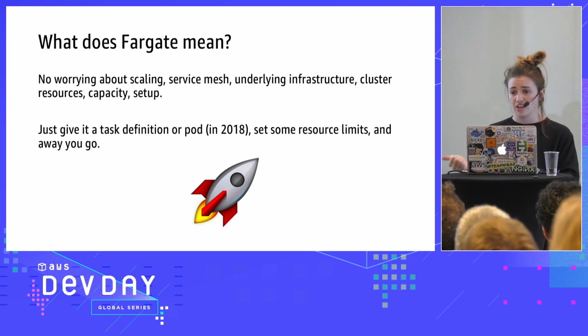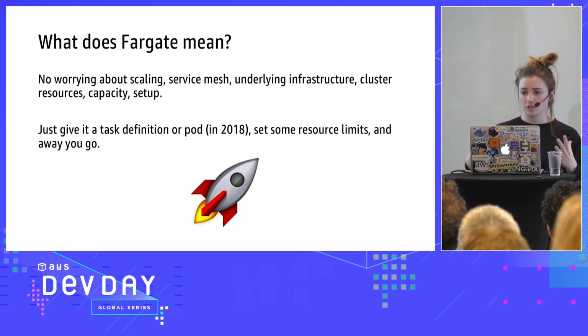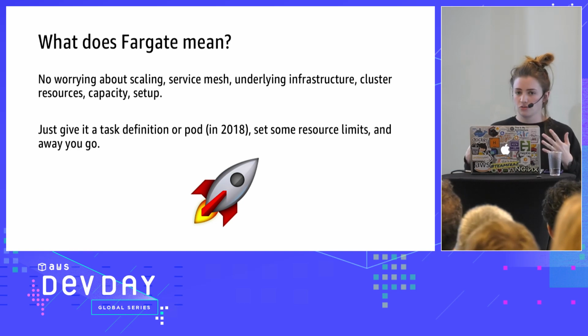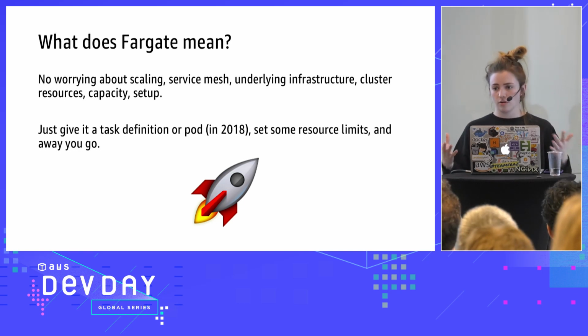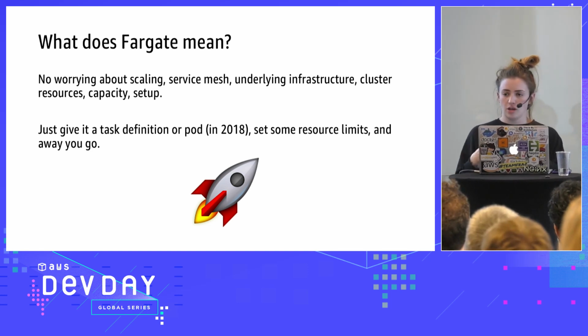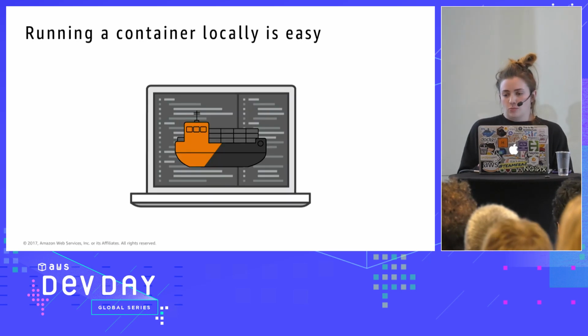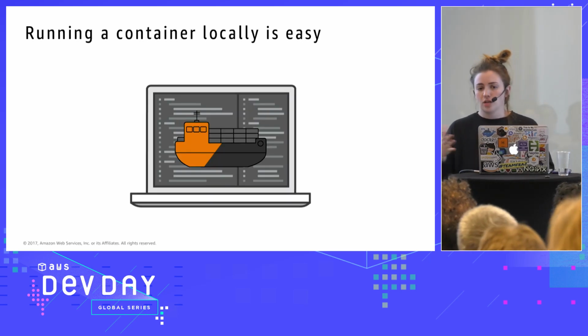Things like scaling or service mesh or discovery, the resources that belong to your actual cluster, those things are not managed by you anymore. So you manage everything at the container level. You pass Fargate your task definition of your pod, which is basically describing what your job is, and then you're done. So why Fargate? Running a container locally is really easy, right?